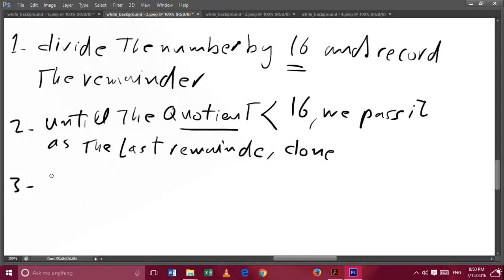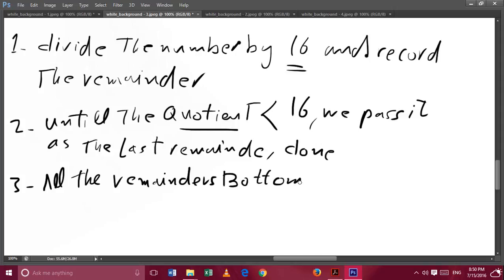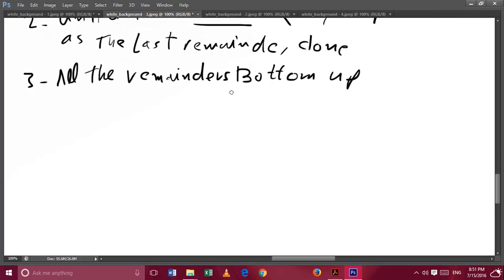Then our hexadecimal number would be all the remainders from the bottom up. Okay, this might be a little bit confusing, but again, I'm going to give you an example that's going to make life very easy for you. So let's say that we want to convert number 67 that's in decimal to its hexadecimal notation.